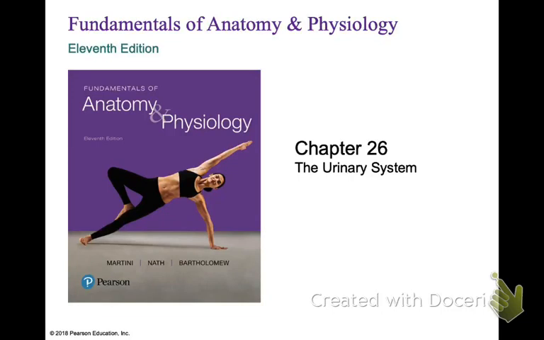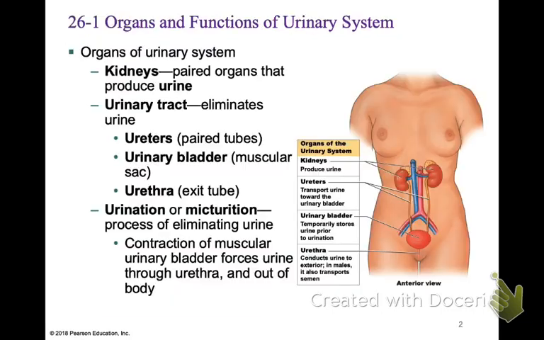This lecture covers the urinary system. Part 1 is simply to learn the anatomy of the system. I'm pretty sure you've covered this in lab already, so I'm not going to spend a lot of time on it. You know that you have pairs of kidneys. Each kidney has a ureter attached to it, which empties into a urinary bladder, which has a urethra. Urination, or micturition, is the process of eliminating urine. We'll be doing that at the very end.